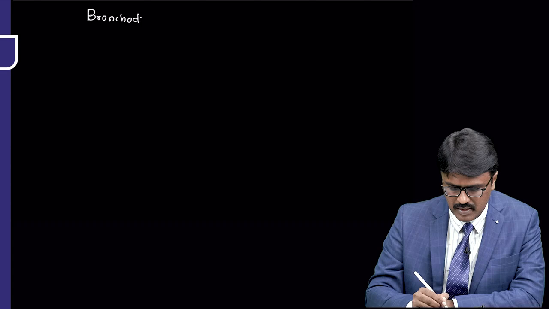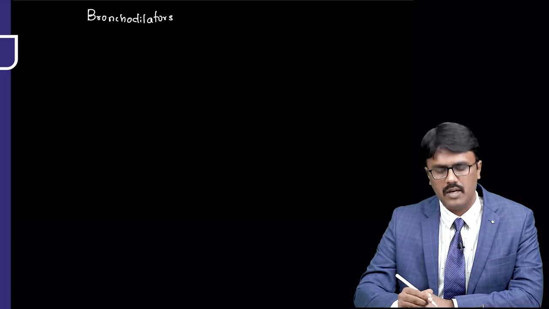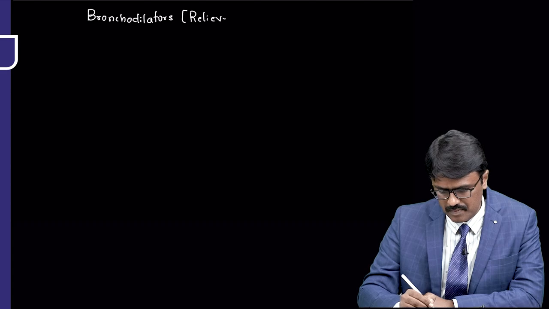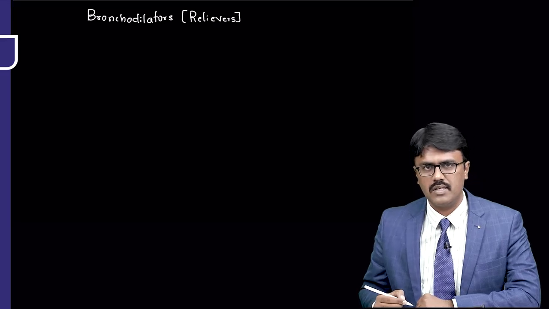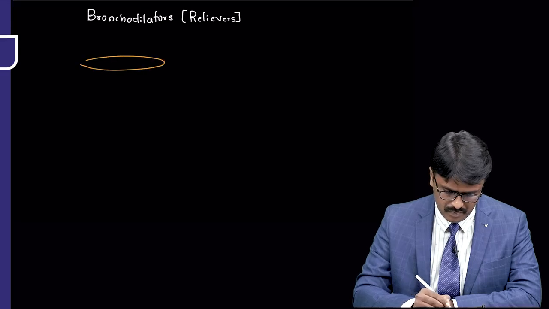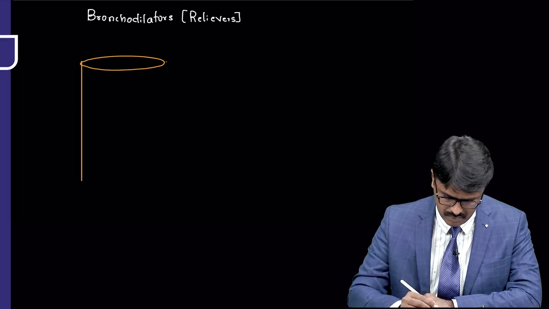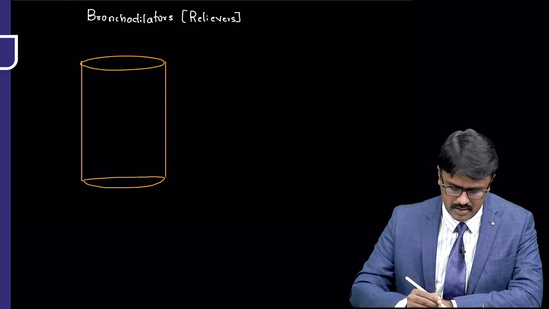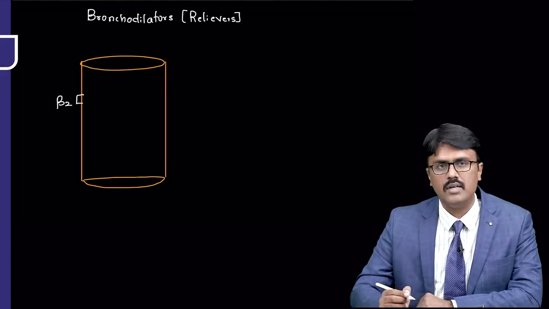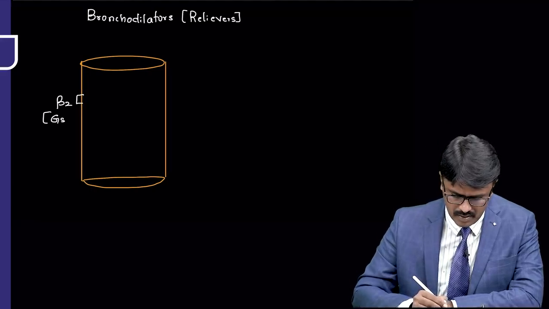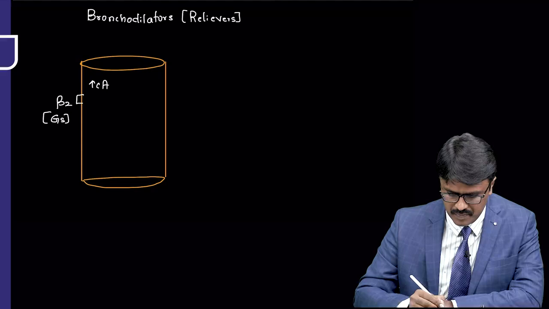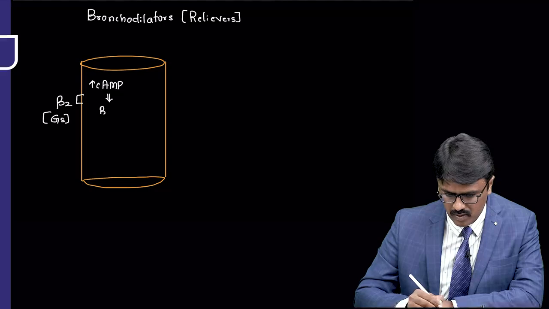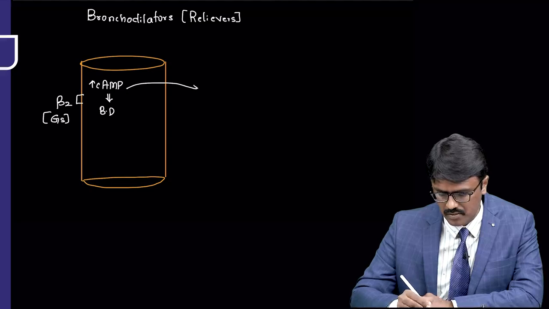Next I will be discussing the bronchodilators. What is the other name I told for bronchodilators? They are also called relievers. Okay, so how do you dilate a bronchus? Let me draw a bronchus for you. So this is the bronchus. The bronchus has a receptor called beta 2. You all know that beta 2 is a Gs coupled receptor, and that will act by increasing cyclic AMP. The cyclic AMP will cause bronchodilation. But this cyclic AMP is broken down into 5'-AMP by the enzyme phosphodiesterase.